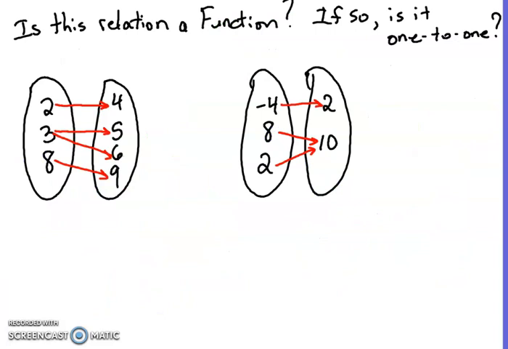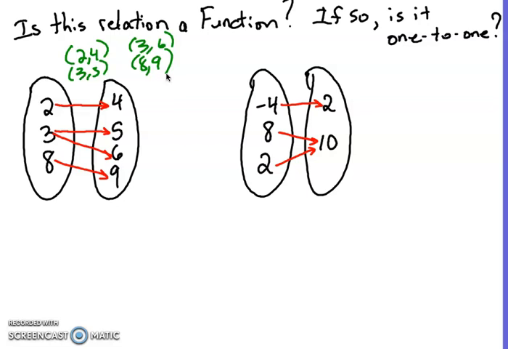So is this a relation? Is this relation a function? So again, that's what I'm asking you: is it a function? If it is a function, is it one-to-one? So let's talk about this for a second. Is this relation a function? Well, these are relations because again, we got points. (2, 4) is a point. (3, 5) is a point. (3, 6) is a point. And (8, 9) is a point. So it is a bunch of ordered pairs. So it is a relation.